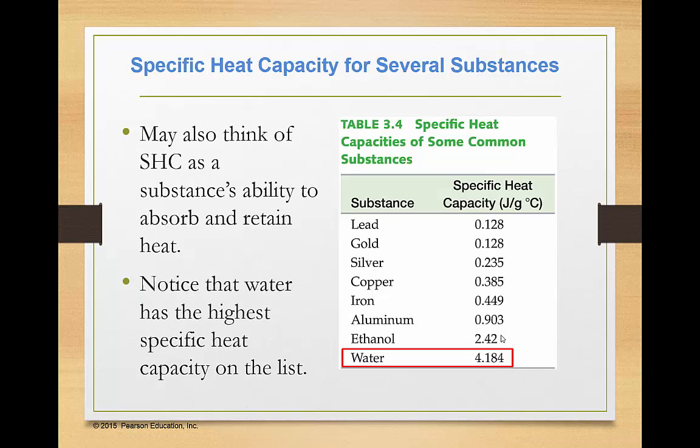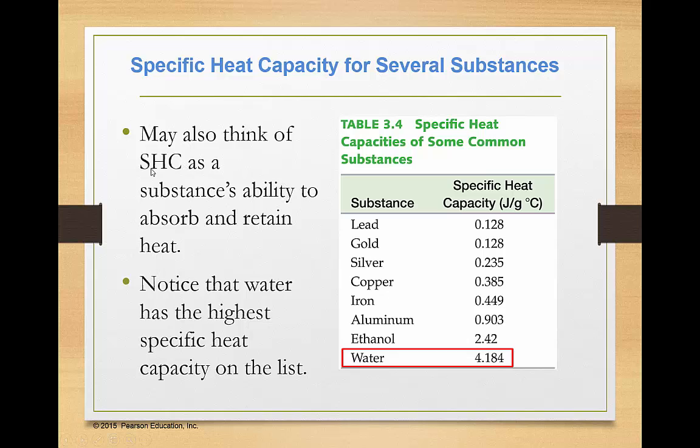Now you have a list of some specific heat capacities in your textbook. This is table 3.4 from your book, and it just lists specific heat capacities of some of the more common substances, and there are thousands more than this. It's just a very short list of common items that you may come across.